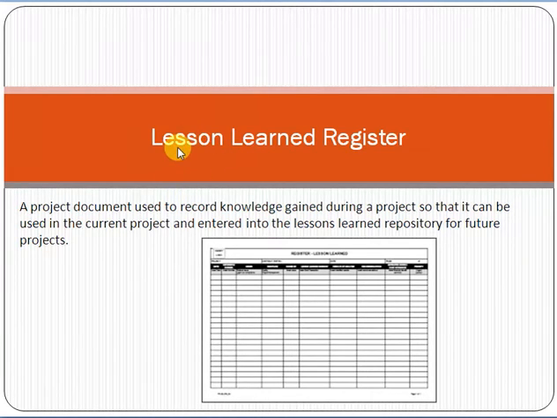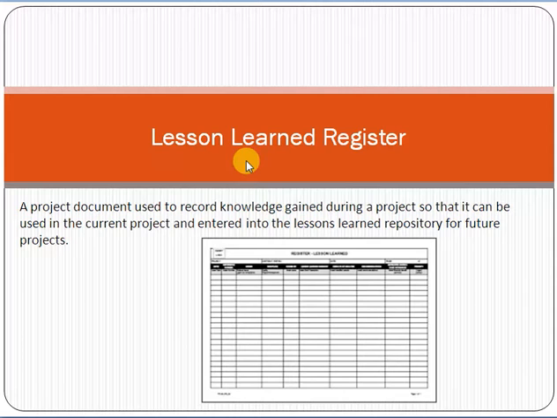If you look at this term, lesson learned means, friends, that when we are going to finish a project, we must document what things went wrong and what things went well. The purpose of making the lesson learned register is that we can document our mistakes and our good things, so that we consider the good things as an opportunity and continue our good approach.